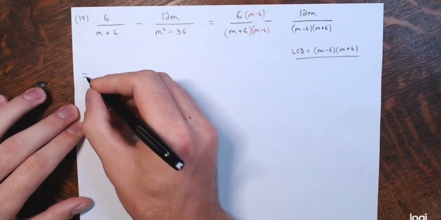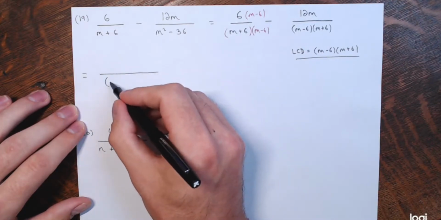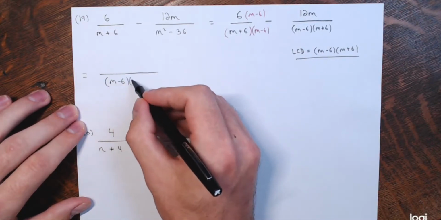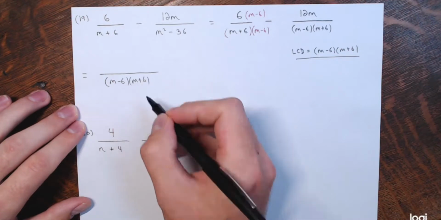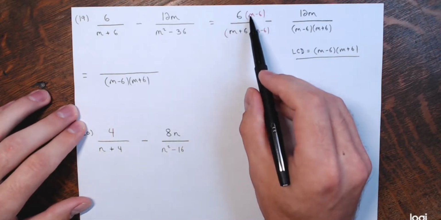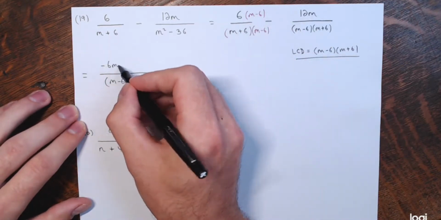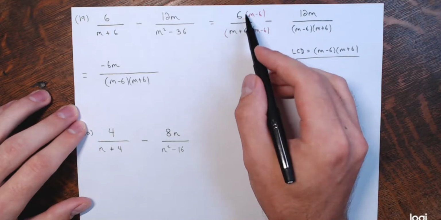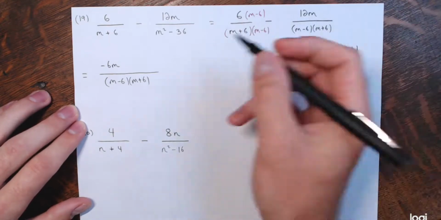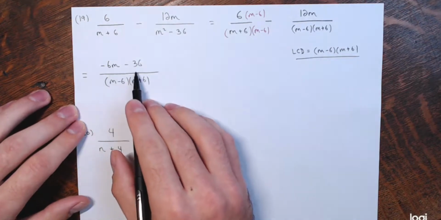And now that they both have the same denominator, that'll be the denominator of the difference: m minus 6 times m plus 6, the LCD there. And we're just combining the numerators. 6m minus 12m would be negative 6m. And then we had the minus 36 here, minus nothing, so minus 36. So that's what you get when you combine the numerators.